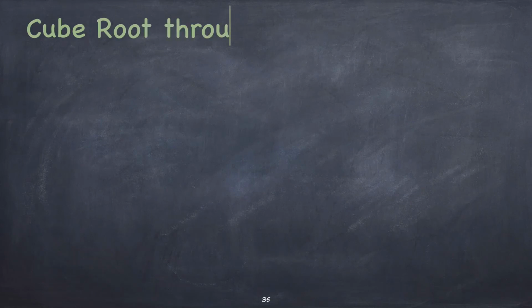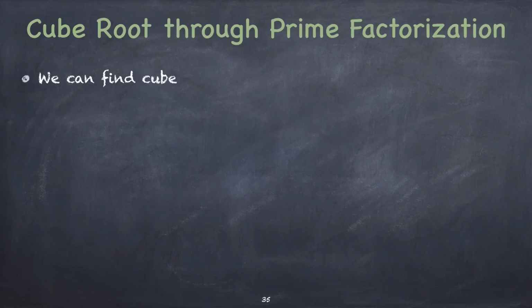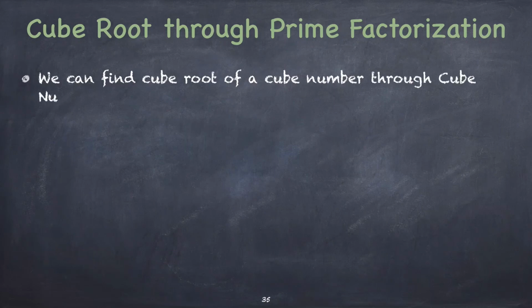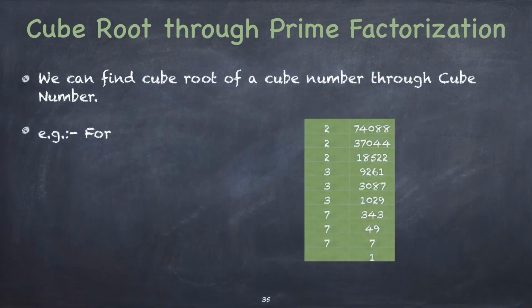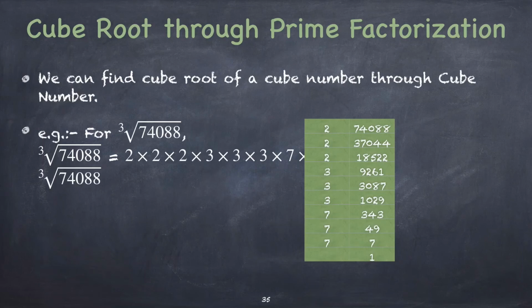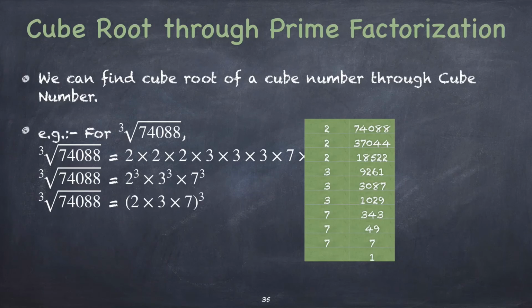Factorization. We can find the cube root of a cube number through prime factorization. E.g. cube root of 74,088: 74,088 is equal to 2 times 2 times 2 times 3 times 3 times 3 times 7 times 7 times 7, which is 2 cube times 3 cube times 7 cube. Cube root of 74,088 is equal to 2 times 3 times 7, which is 42. Therefore, cube root of 74,088 equals 42.